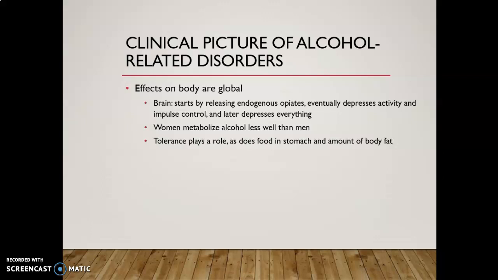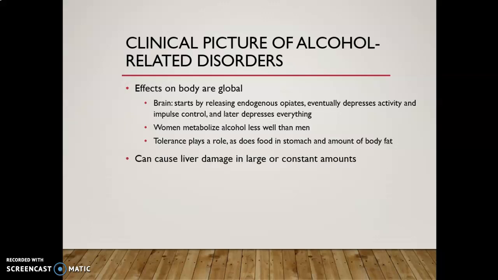As does food in the stomach. Food in the stomach helps to basically slow down the metabolism of alcohol. It doesn't get into your system quite as fast. You don't get drunk quite as fast. The more body fat a person has, the more it can indeed literally absorb alcohol. So the person may not get as drunk, but they may stay drunk longer.